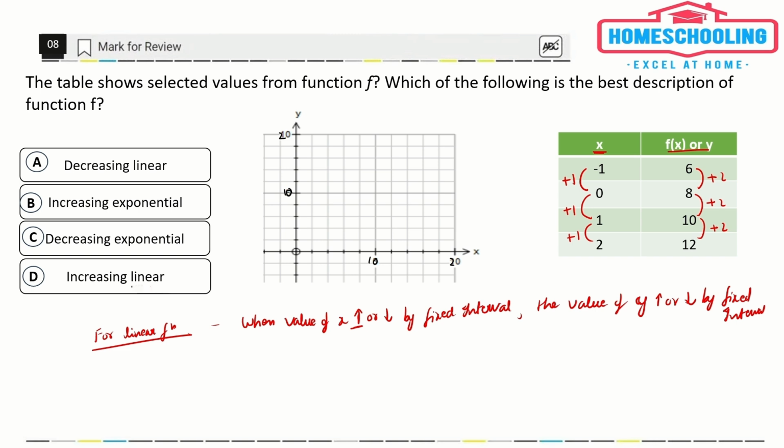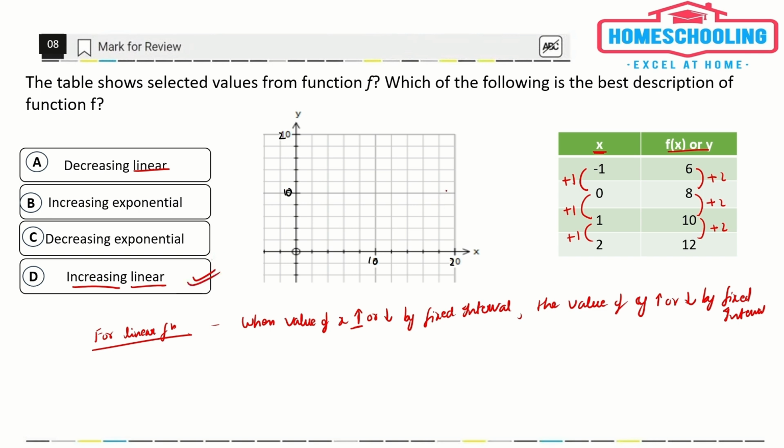Now we have linear here and linear here. So we have to tell whether this is a decreasing linear function or an increasing linear function. As you can see here, the x value is increasing, and the y value is also increasing from 6 to 12, as x increases from -1 to 2. So it is an increasing linear function. So option D is your correct answer.